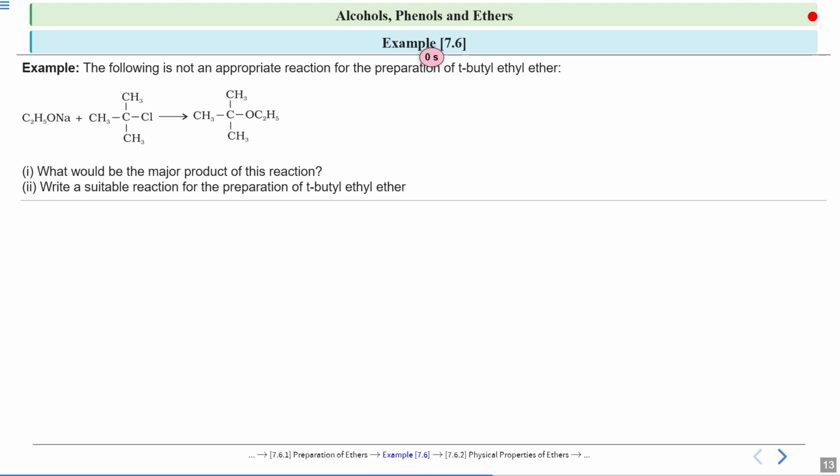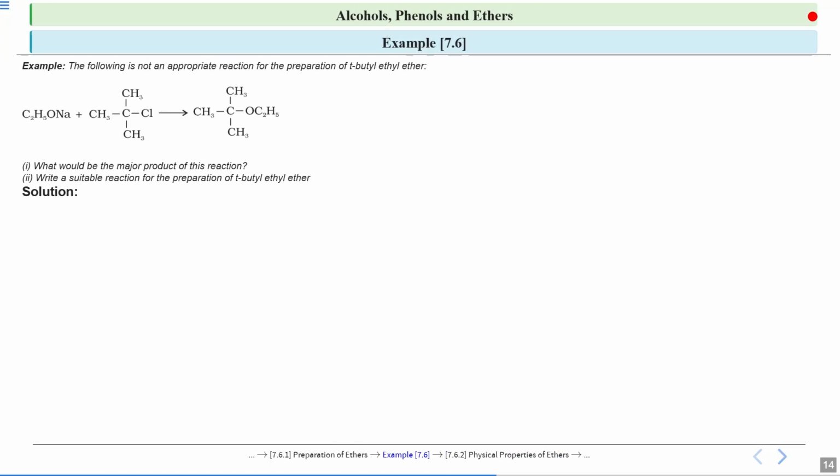Okay, so now let's solve this question. Can you guess why this reaction is not an appropriate reaction for the preparation of ether? We discussed this in Williamson synthesis. If you look here, your alkyl halide is a 3-degree alkyl halide, because this carbon is further connected to 3 carbons. So this is a tertiary alkyl halide.